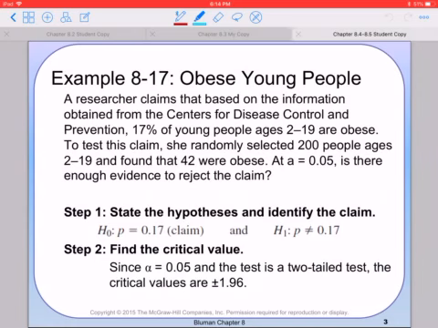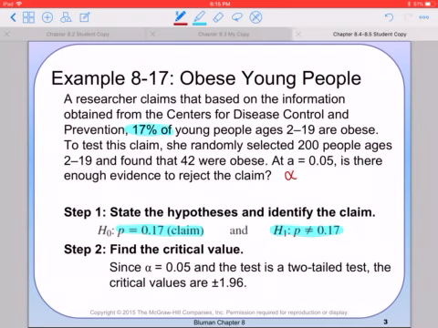So we have a couple things here. She's claiming that it's 17% of people. So we have our p equals 0.17, which is our claim also. That's what she's claiming. And then our alternate hypothesis is that p doesn't equal 0.17. Okay, so then we need to find the critical value. So here our alpha equals 0.05. And then we see also that it's a two-tailed test.